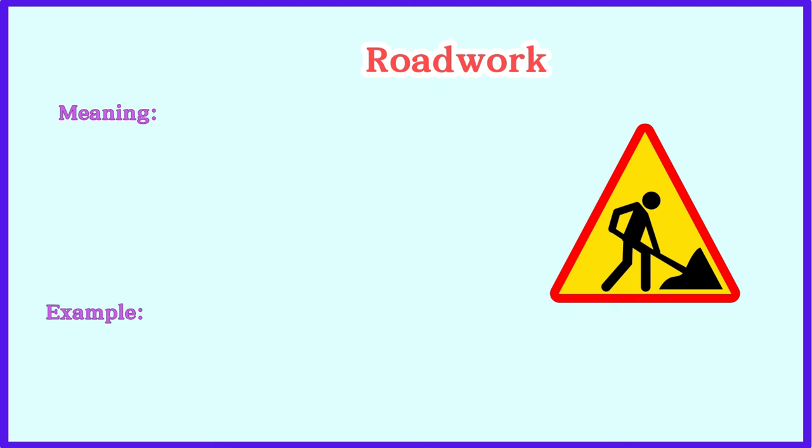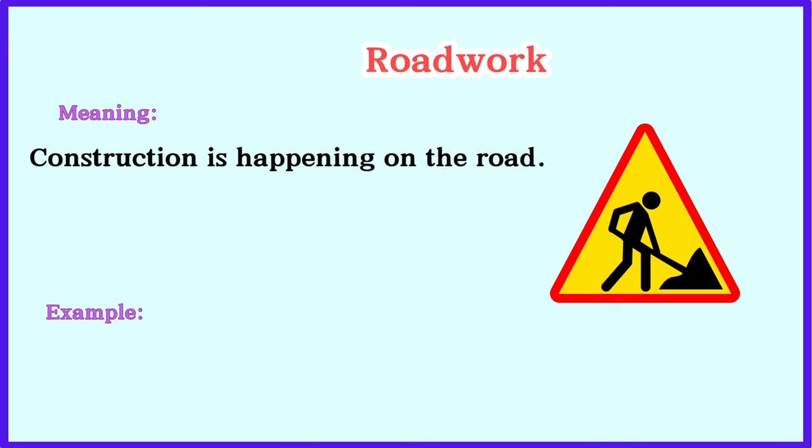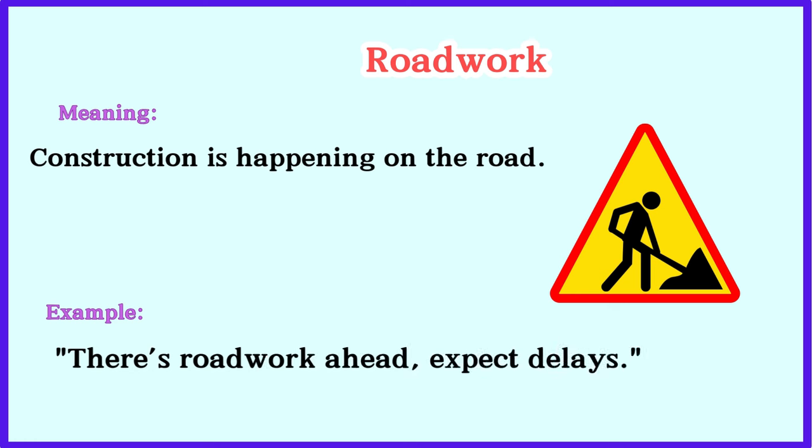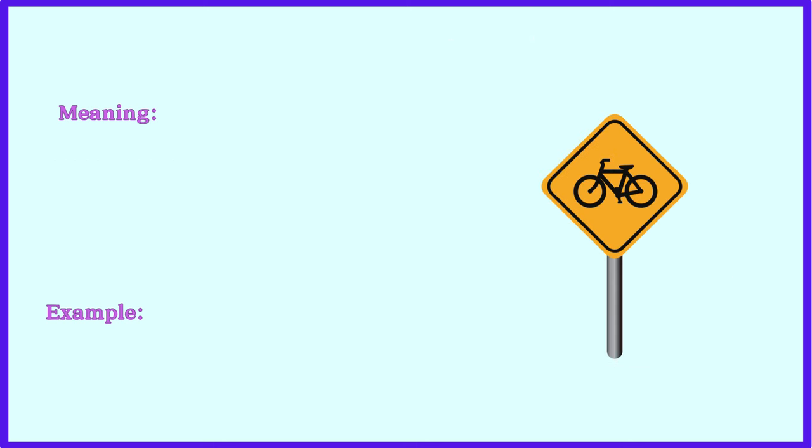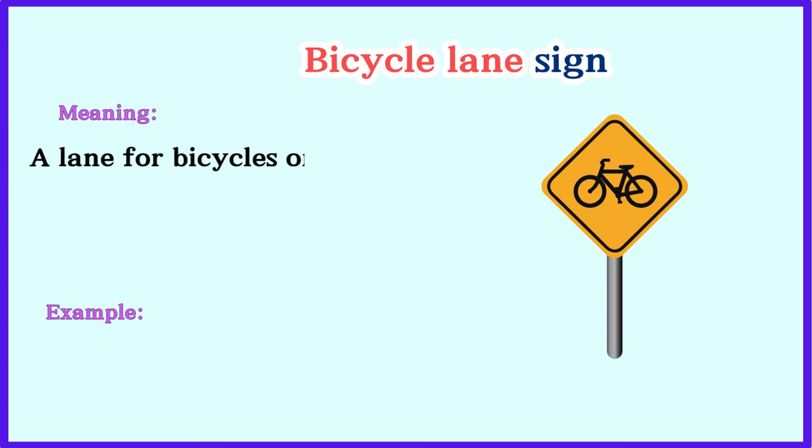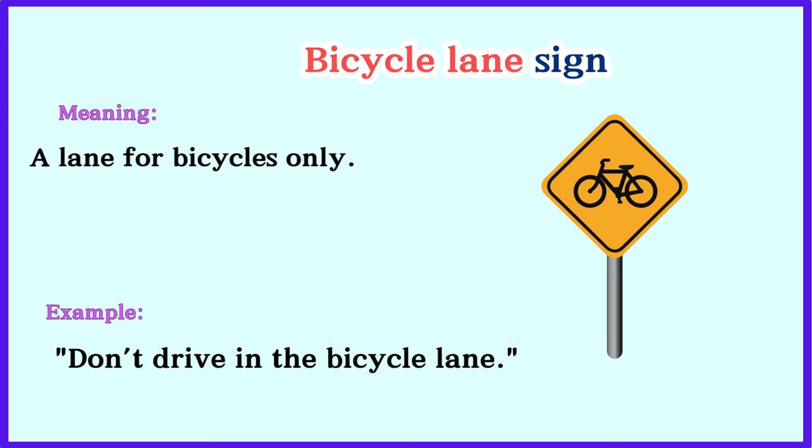Roadwork sign. Meaning, construction is happening on the road. Example, there's roadwork ahead, expect delays. Bicycle lane sign. Meaning, a lane for bicycles only. Example, don't drive in the bicycle lane.